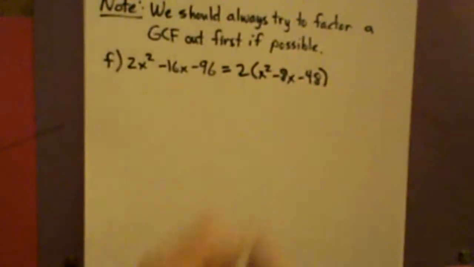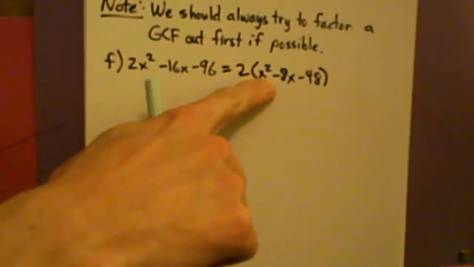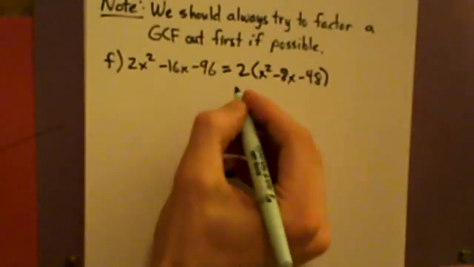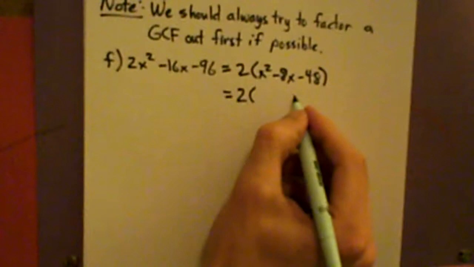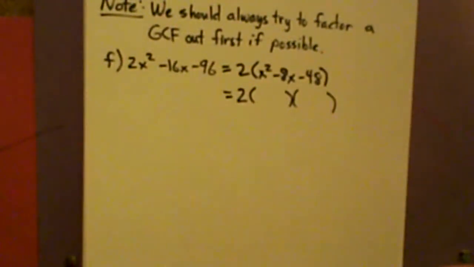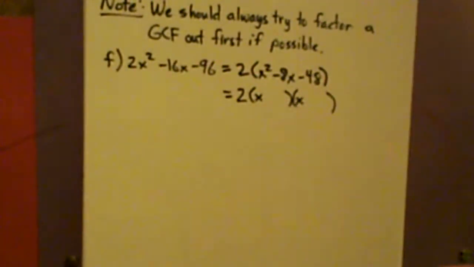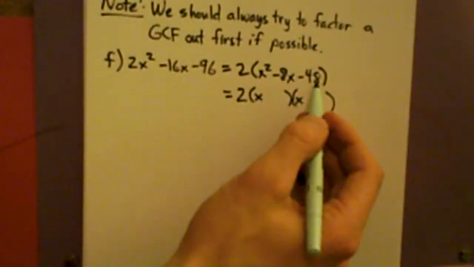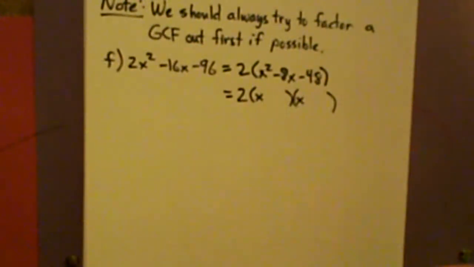Well, this one actually gets a lot easier once I factor the 2 out, because this is one of those trinomials with no number in front of the x squared. So this is going to factor, still bring that 2 out front down. This we can now factor much easier into two binomials. This should be x times x for the first two terms. Now the last two terms should multiply to give me negative 48 and add to give me negative 8.